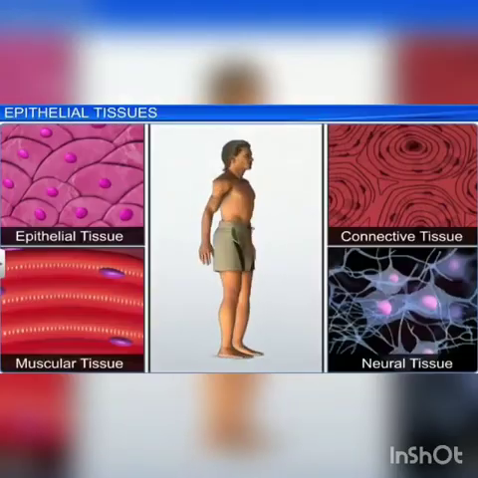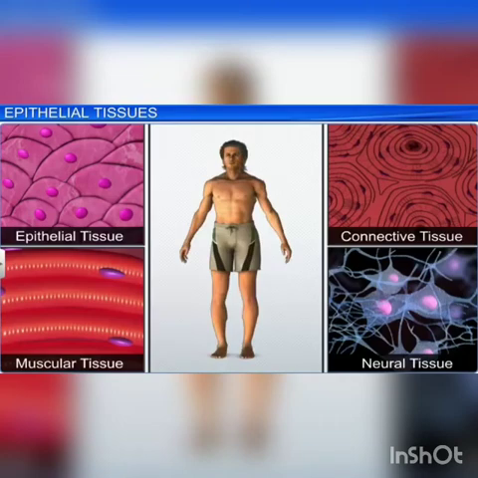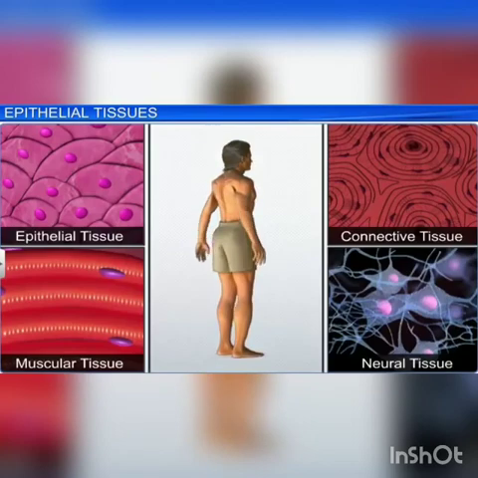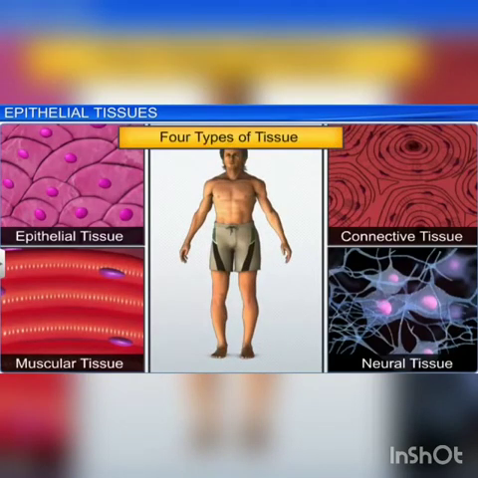So, animal tissues are classified according to the size, shape, and function of the cells. So, there are different types of animal tissues. Four primary tissue types. They are epithelial tissue, connective tissue, muscular tissue, and nervous tissue. Let us see one by one.